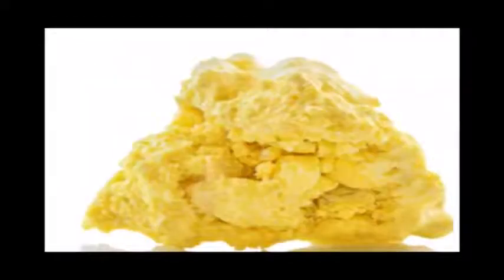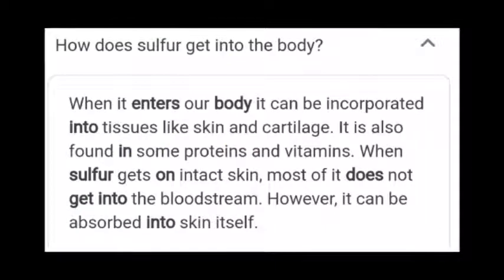Look at the picture, what it is. This is sulphur, which is added in the rubber. One question which comes to our mind: how does sulphur get into our body? Through rubber. When it enters our body, it can be incorporated into tissues like skin and cartilage. Sulphur is also found in some proteins and vitamins.